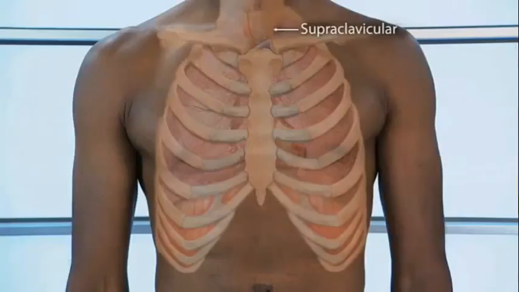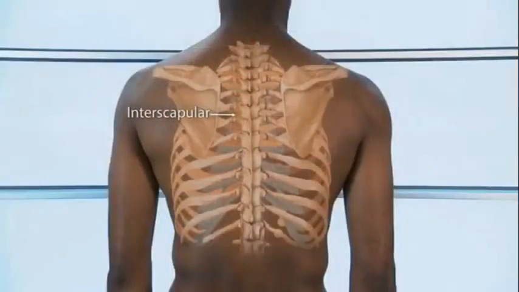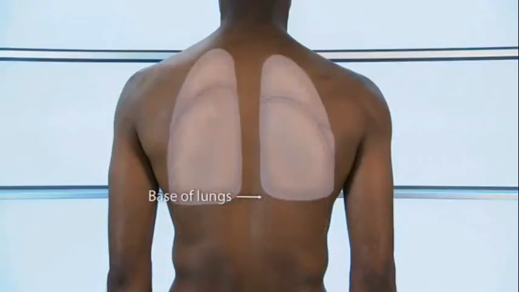Make a point to learn the general anatomical terms used to locate chest findings. Supraclavicular means above the clavicles. Infraclavicular means below the clavicles. Interscapular means between the scapulae. Infrascapular means below the scapulae. The bases of the lungs are the lowermost portions, and the upper, middle, and lower lung fields are self-explanatory.